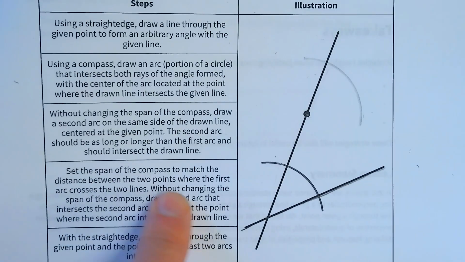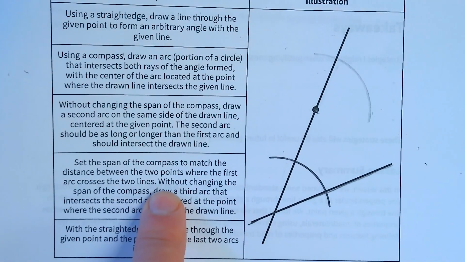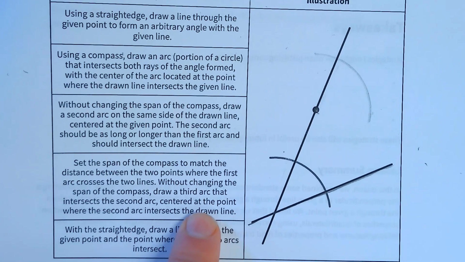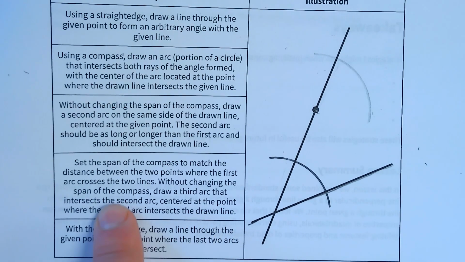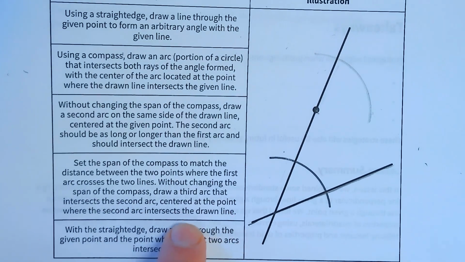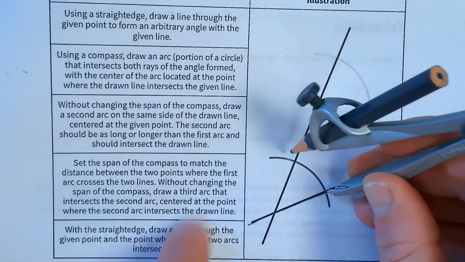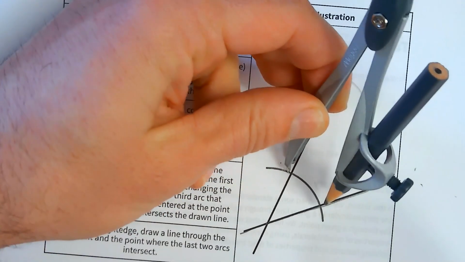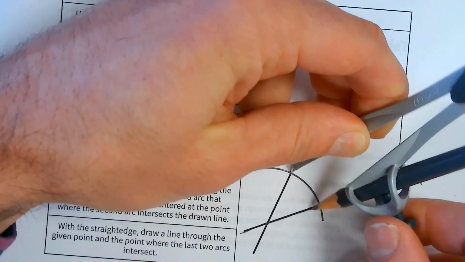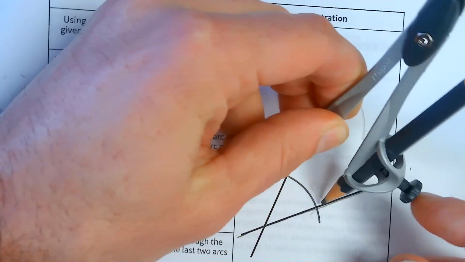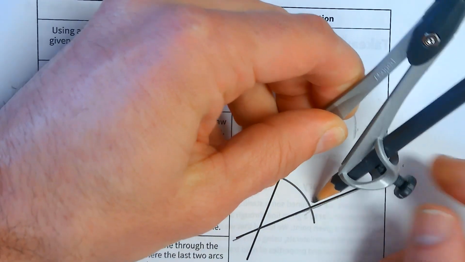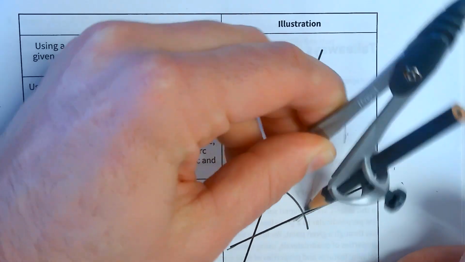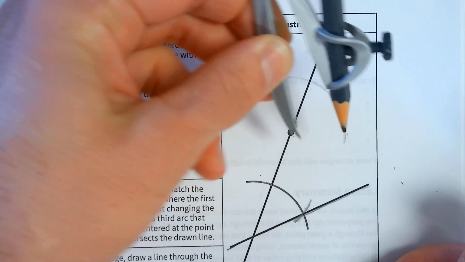Set the span of the compass to match the distance between the 2 points where the first arc crosses the 2 lines. Without changing the span of the compass, draw a third arc that intersects the second arc. So in other words, they're saying measure this distance here. I'm going to do it from the top side. And don't forget to make this arc, sorry. It shows me you measured it. And then come over here.